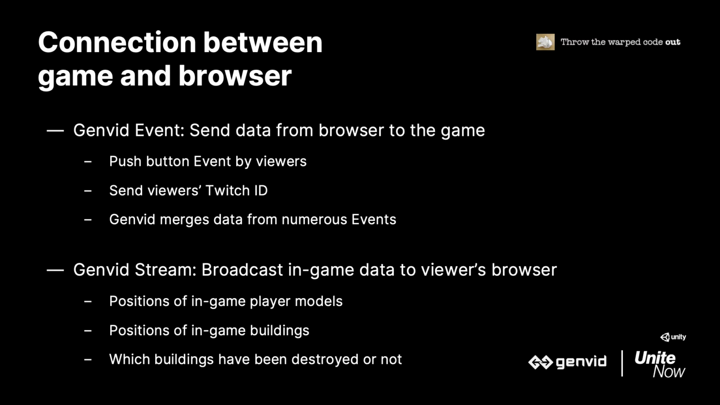There are two types of transmission between the game and browser in the DLKK. One is to send the data of the viewer's interaction from the browser to the game as an event, and the other is the data that the game side will provide to the streaming to the browser. The browser sends button presses and Twitch ID to the game via events. Genvid will merge the events from viewers in order to reduce the amount of data transmitted and then pass it to the game. The game will send the data of the player's robot position, building position, and flags for the destroyed building to the browser via the stream.